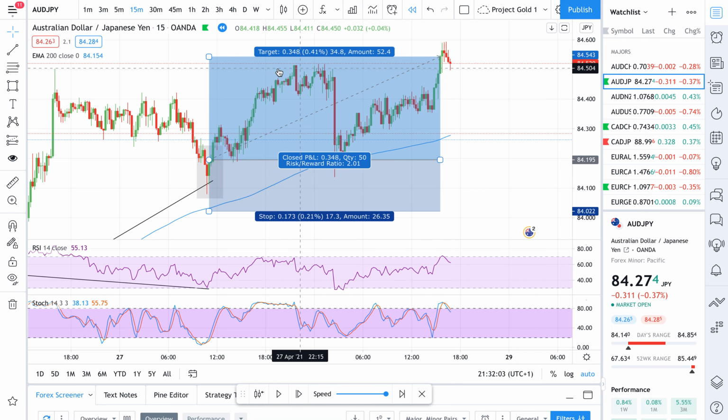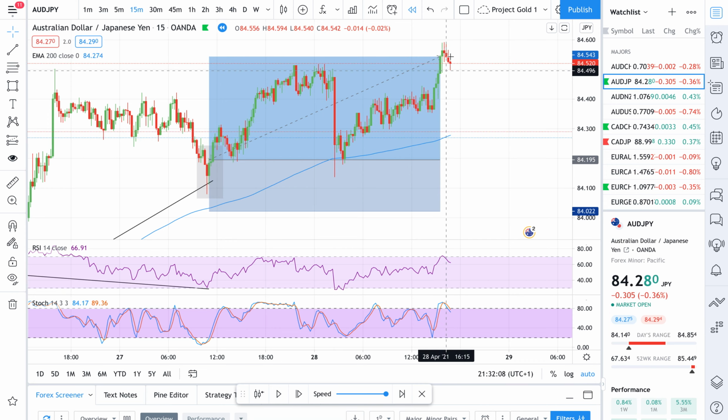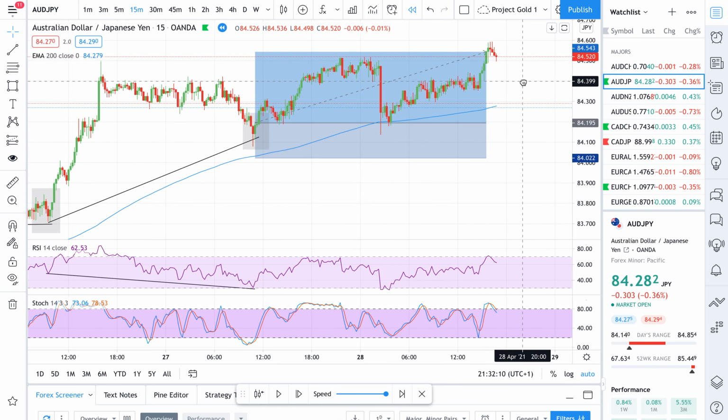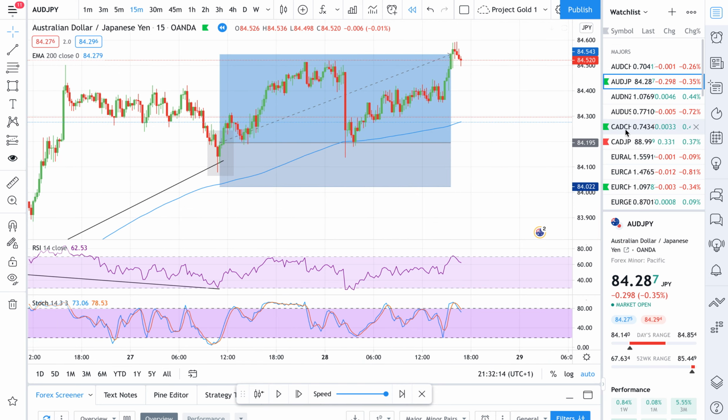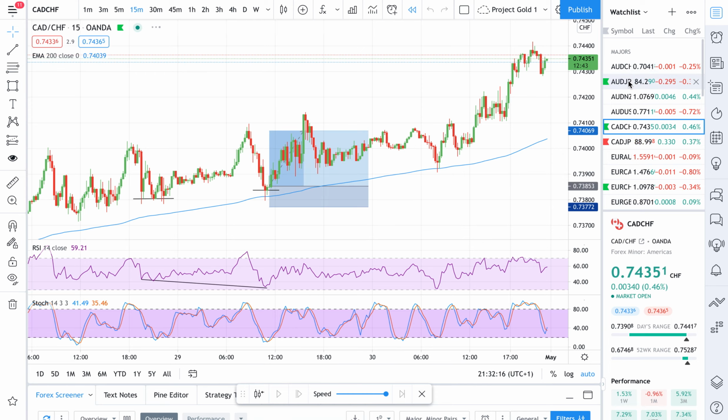However, after this consolidation period, you could have taken profit as well. However, I did hold this trade, and we ended up hitting our 1 to 2 target, which is fantastic. So quite early on in the week, I was up 2%. So that was Aussie yen.